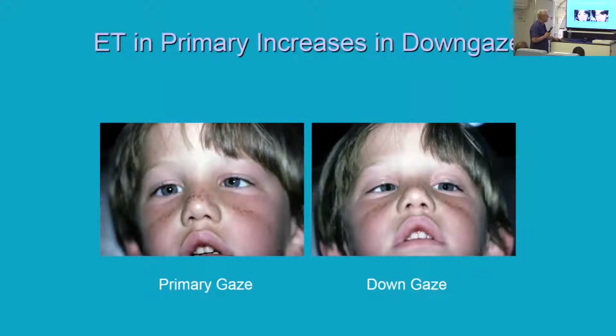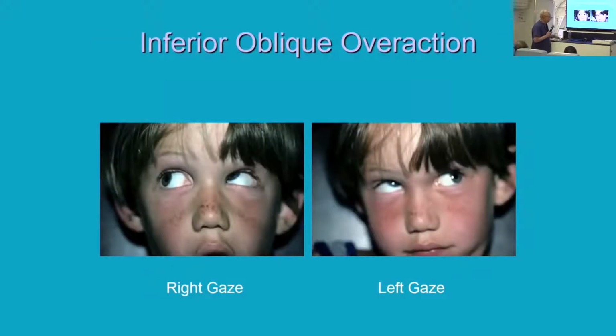And as you might expect, if you have a look to either side, you'll see an overaction of his left inferior oblique and an overaction of the right inferior oblique in left gaze.